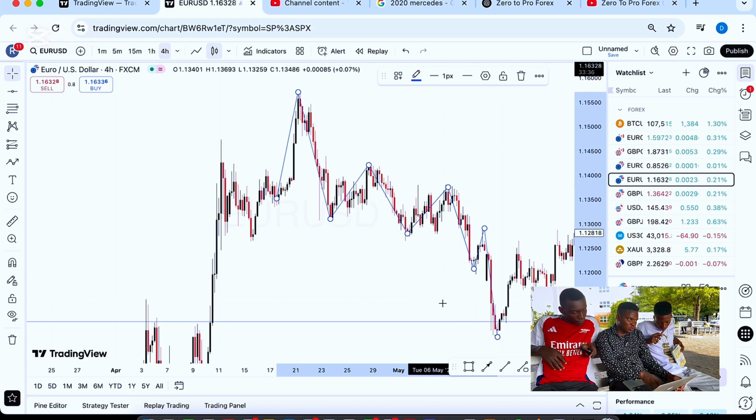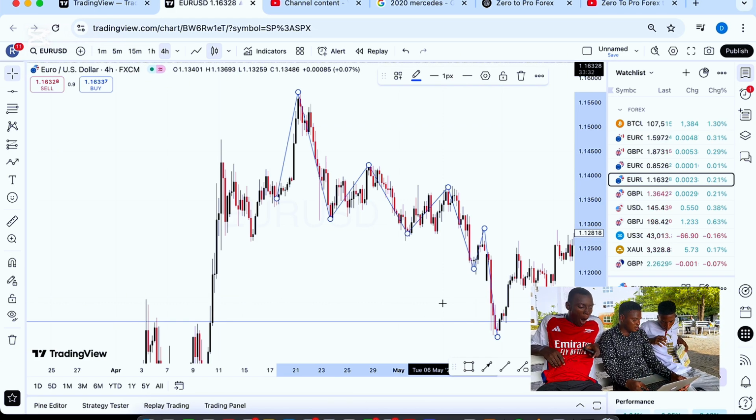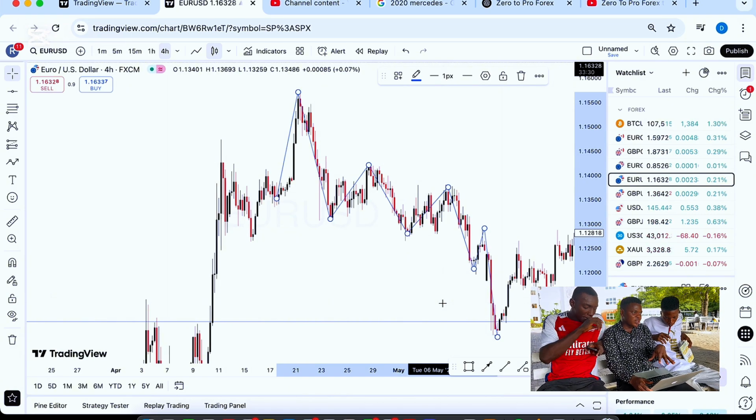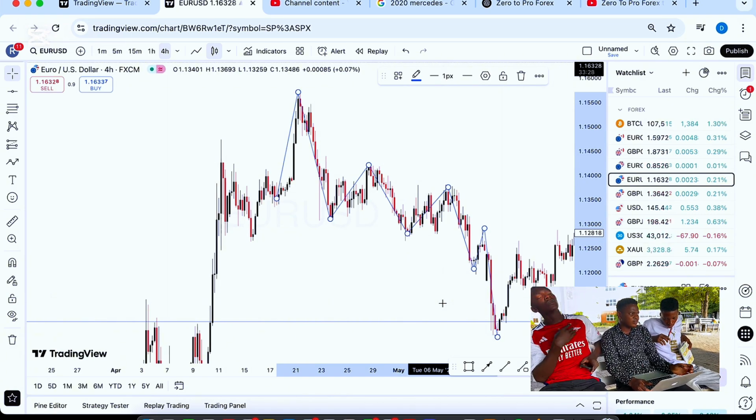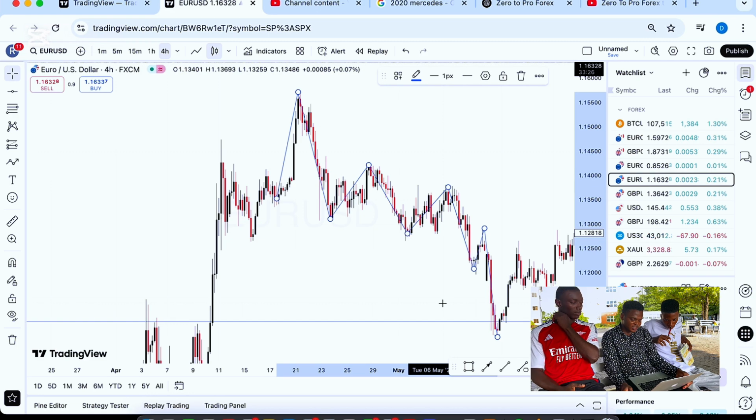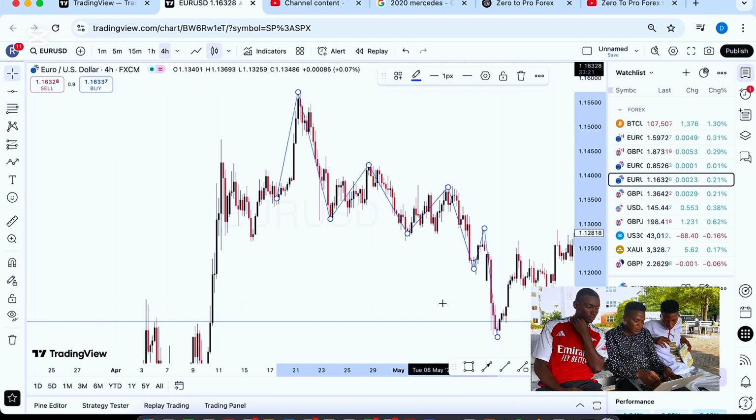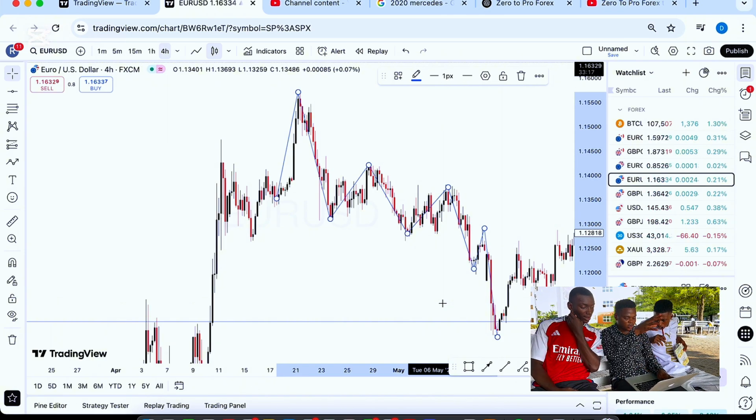What would you want to do when you see price or the market in a downtrend? What will be your main target? Do you want to buy or you want to sell? In a downtrend, you want to sell, because that's where the market is moving towards. The overall direction of the market is to the downside.